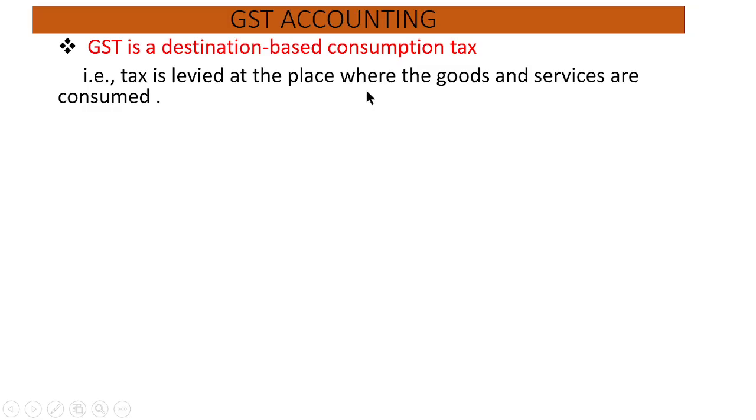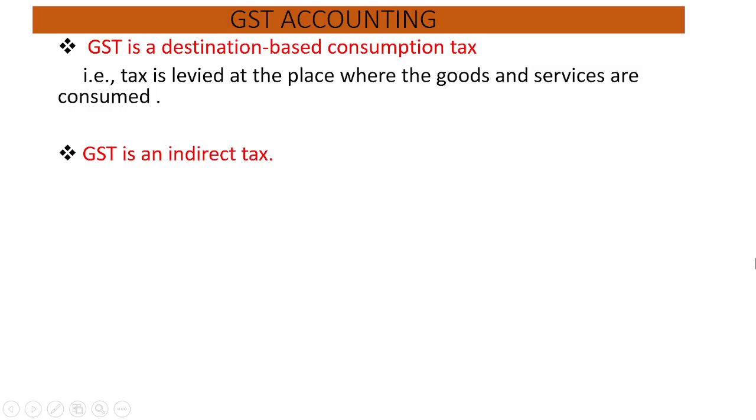Simply we can say who is buying the goods, they have to pay tax. That is, the end user of the goods should pay GST. For example, if I purchase one computer for my personal use, I should pay tax, and such tax revenue goes to the state where the goods or services are consumed. For example, if I am staying in Kerala and I am purchasing a computer and paying tax, the revenue goes to Kerala. So that is called GST, a destination based consumption tax, and GST is an indirect tax.